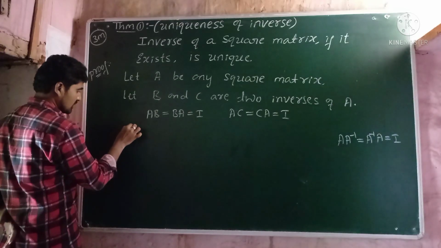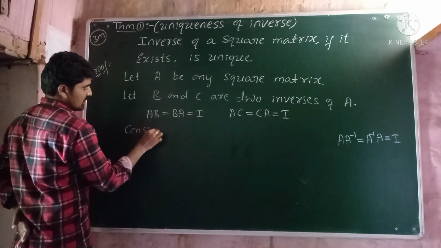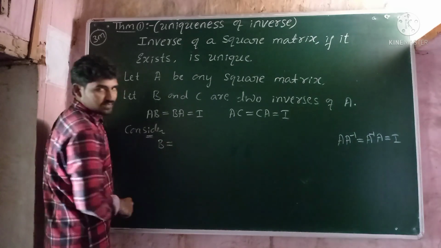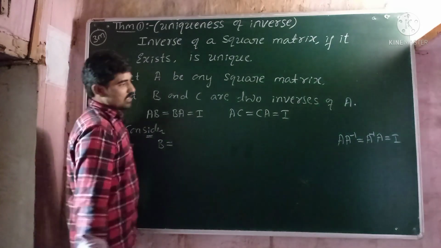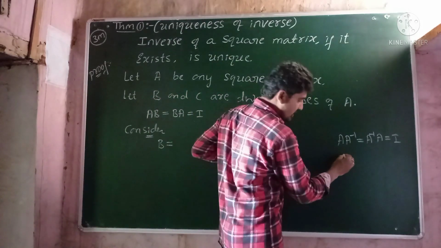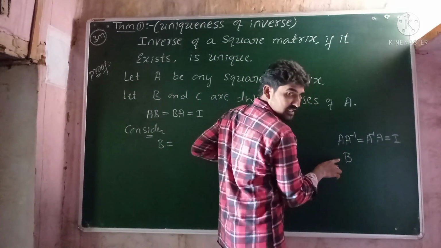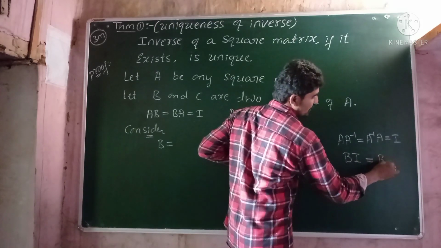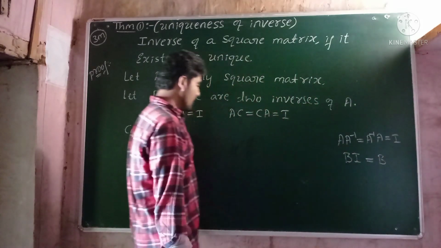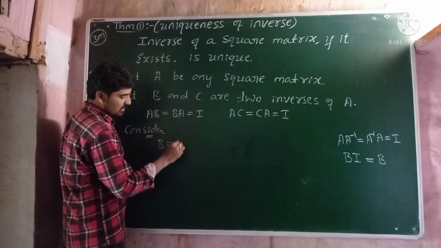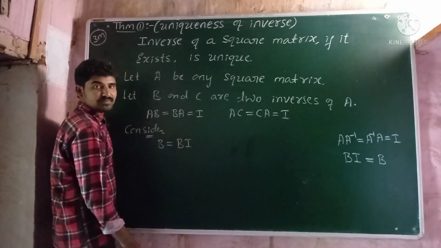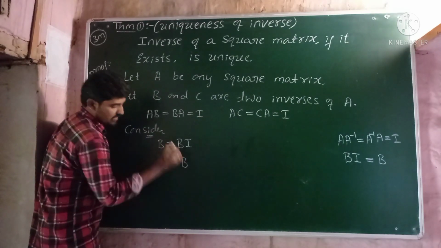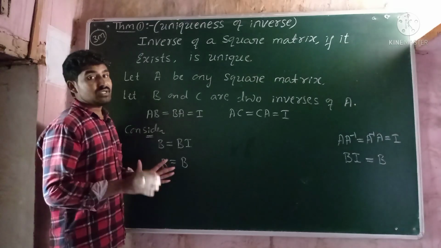For that, consider matrix B is equal to, what do we need to prove? C matrix. Now, we know one more equation. If I multiply the matrix B with unit matrix I, the answer should be equal to B matrix itself. Therefore, matrix B can be written as B into I matrix. Therefore, matrix B is equal to, we need to prove that matrix B is equal to C.